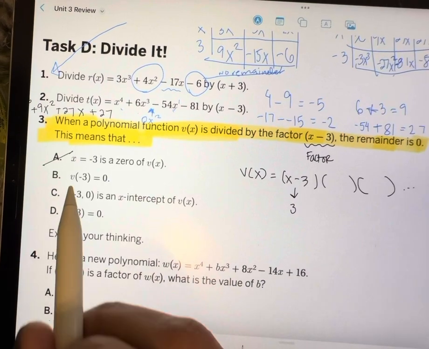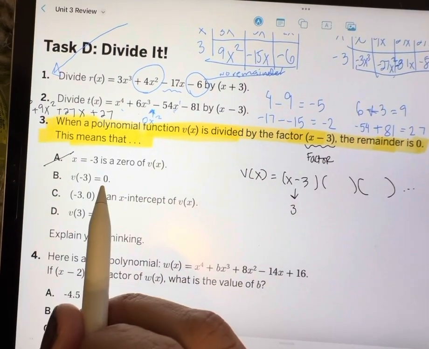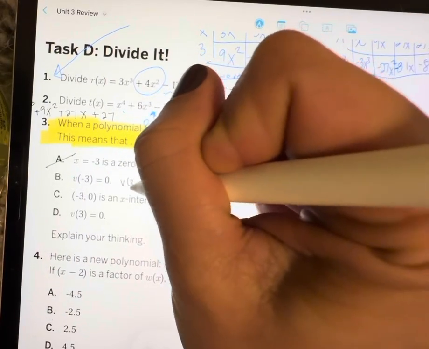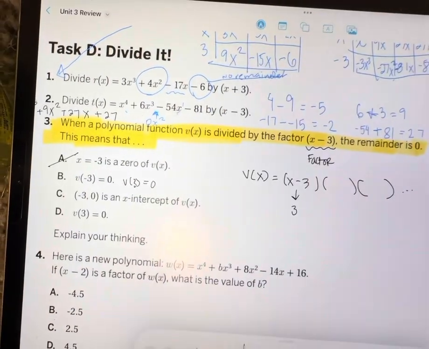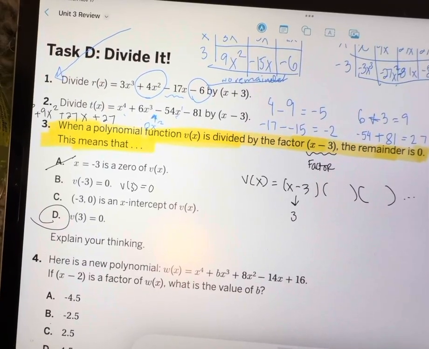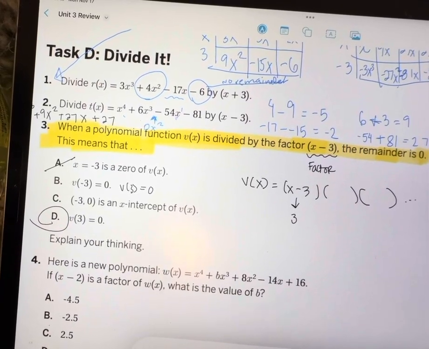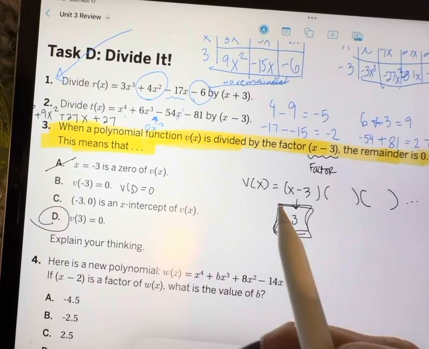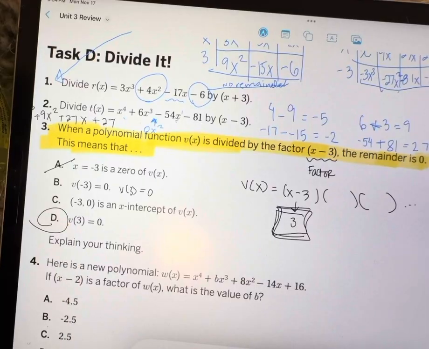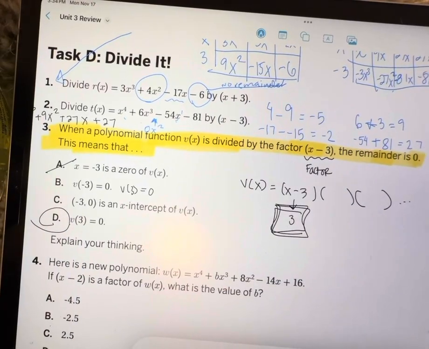All right. Does that mean that v of negative 3 is 0? Again, not negative. V of 3 is 0. Oh, which is right here. Okay. Does it mean that negative 3 is an x-intercept? No, dude. It's 3. Okay? So it is definitely that one right there. And you guys, please check it.